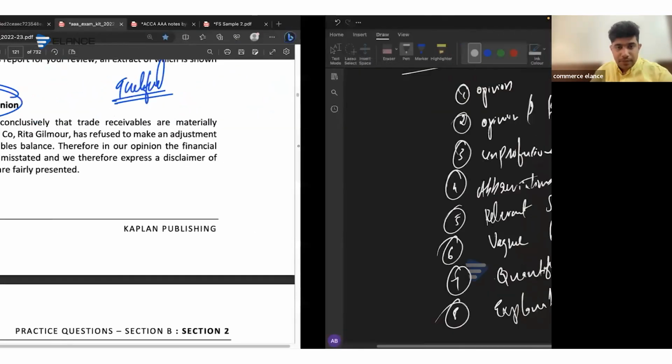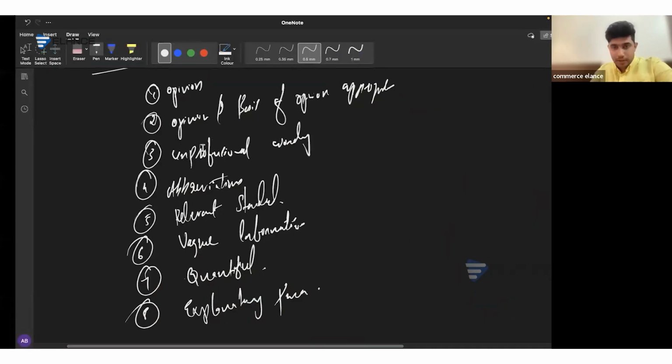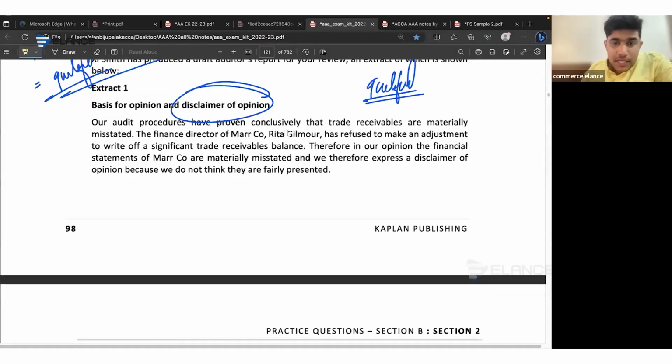Then next, as we mentioned, you have to consider whether there is unprofessional wording. Yes, there is unprofessional wording. They have used the name of the finance director, Rita Gilmer. They have mentioned that we do not think that. So these are all unprofessional wording, because we do not express an opinion on the basis of the thought of the auditor. Instead, it is on the basis of sufficient appropriate evidence. So unprofessional wording should be avoided, especially a specific person's name should not be used in an auditor's report. Instead, we will be using management as a whole or board as a whole. Here, the auditor has referred to Rita Gilmer, which is also inappropriate.